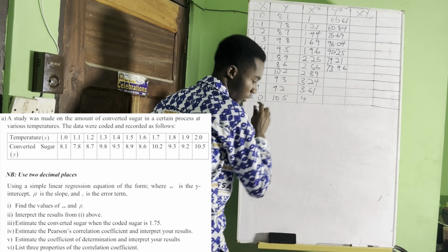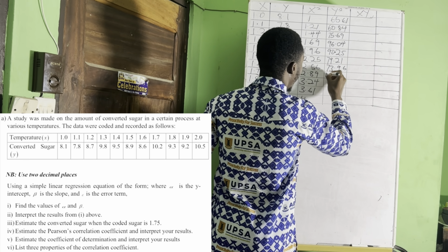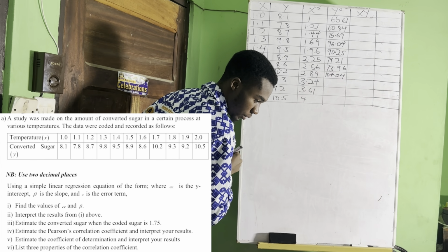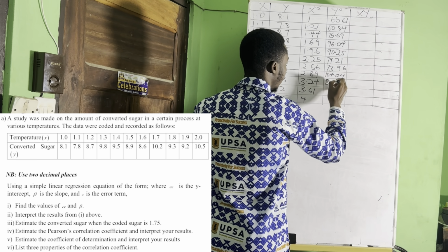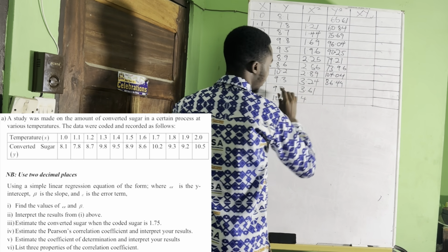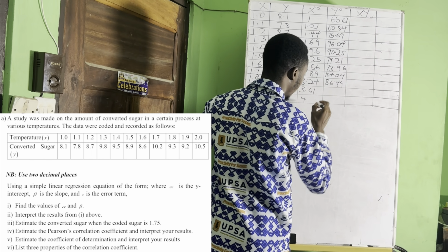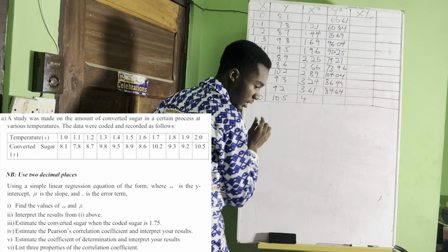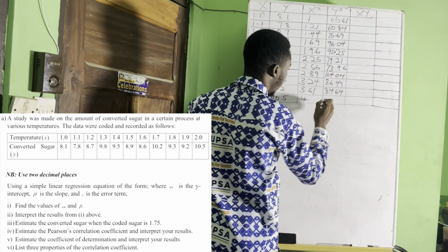Then the next one, 10.2. When we square it, you should be getting 104.04. Then the next one, 9.3. When we square it, you should be getting 86.49. Then the next one, 9.2. When we square it, you should be getting 84.64. Then the last one, 10.5. When we square it, you should get 110.25.